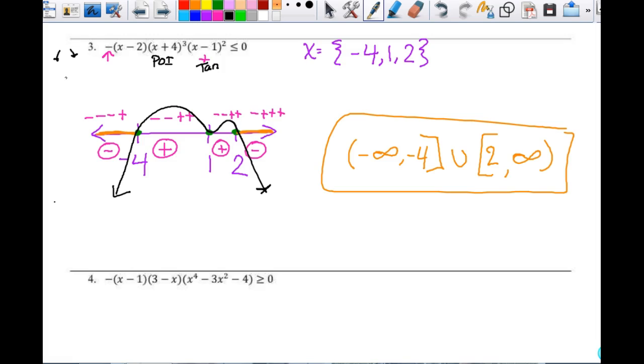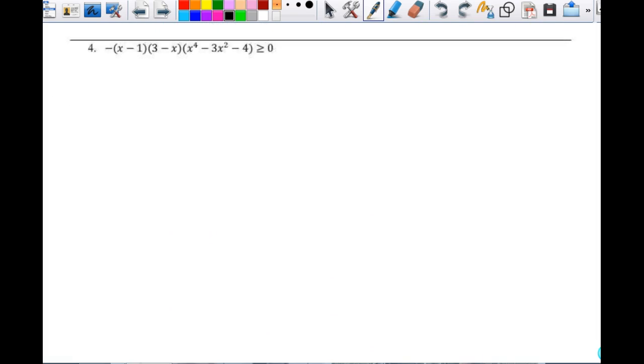Number 4. Let's look at what's happening on here. Now, number 4 is a little bit different. What's a little bit different about 4? It's not factored all the way, right? So we fix this a little bit. I'm going to rewrite this. I've got negative times x minus 1, and I want x to be first, so this changes to negative x plus 3. And then this right here, I'm going to try to factor it, and that's going to be greater than or equal to 0.